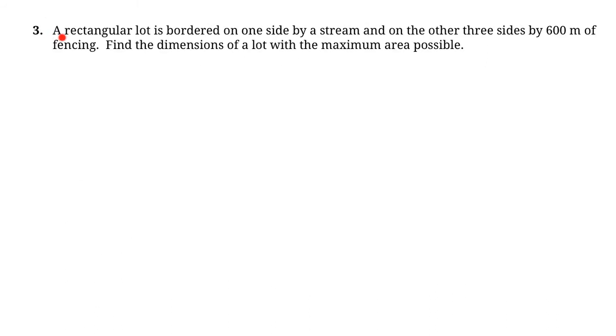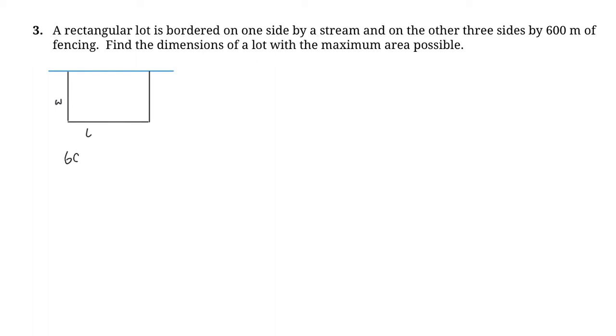In the next question, a rectangular lot is bordered on one side by a stream and on the other 3 sides by 600 meters of fencing. So let's draw that. So we have a stream of water and then 3 sides of fencing, and we know that the fencing is a total of 600 meters. So the question asks us to find the dimensions of the lot that has the maximum area. So we're looking for the length and the width that gives us the highest area as possible. And we know that the total fencing we have is 600 meters. So let's use that information.